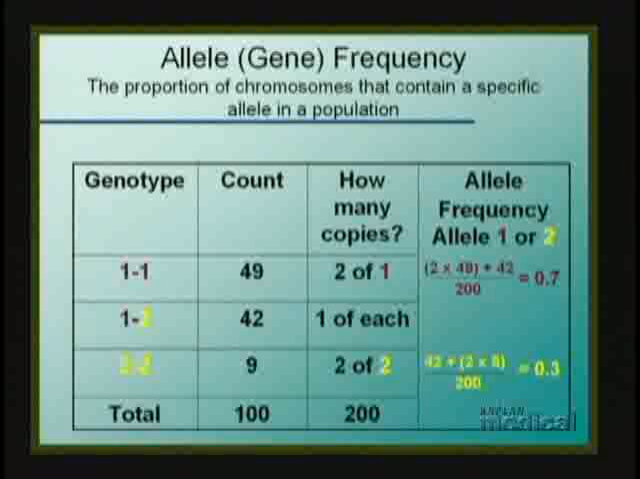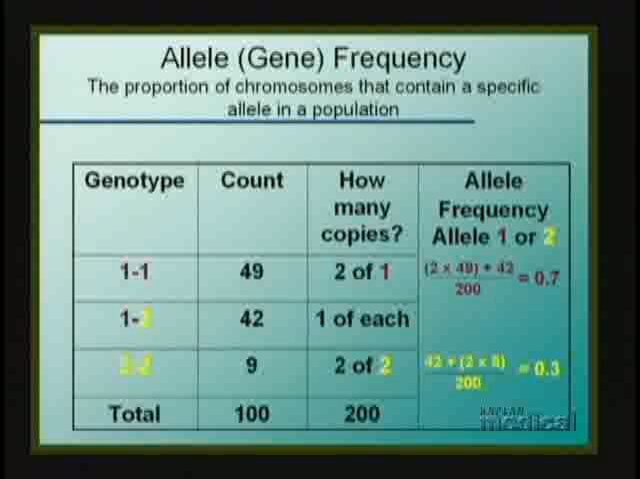Because we have pairs of chromosomes and 2 copies of most of our genes, in this population of 100 people, there would be 200 total copies of this particular RFLP gene. And in order to determine allele frequencies, what we have to do is determine what fraction of these 200 genes are represented by allele 1 and what fraction are represented by allele 2. The calculation of those allele frequencies is shown in the right-hand part of this table.